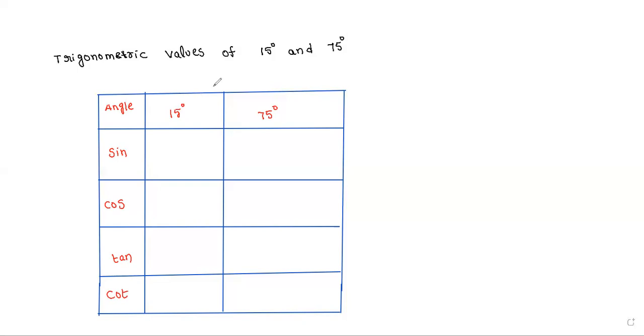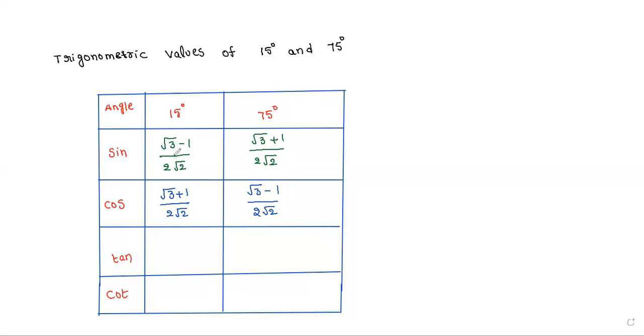Okay. Sine 15 degree value is root 3 minus 1 by 2 root 2. Did you understand? Sine 15 degree value. Sine 75 value is root 3 plus 1 by 2 root 2. Next, cos 15 degree value is root 3 plus 1 by 2 root 2. Cos 75 degree is root 3 minus 1 by 2 root 2.